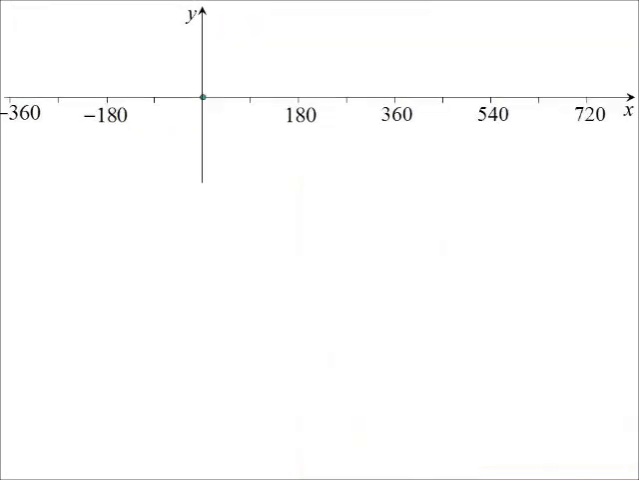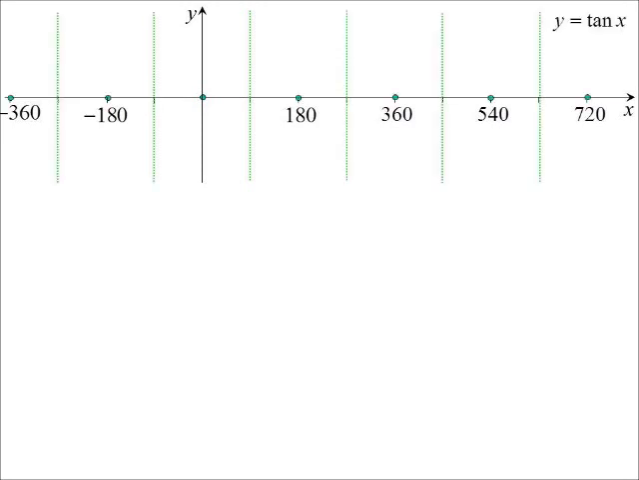Okay, let's do tan. At 0, it's 0. At 90 degrees, it was undefined. So I've got an asymptote. And then that pattern repeats. So 0, asymptote, 0, asymptote, 0, asymptote, 0. Go back the other way. Asymptote, 0, asymptote, 0.